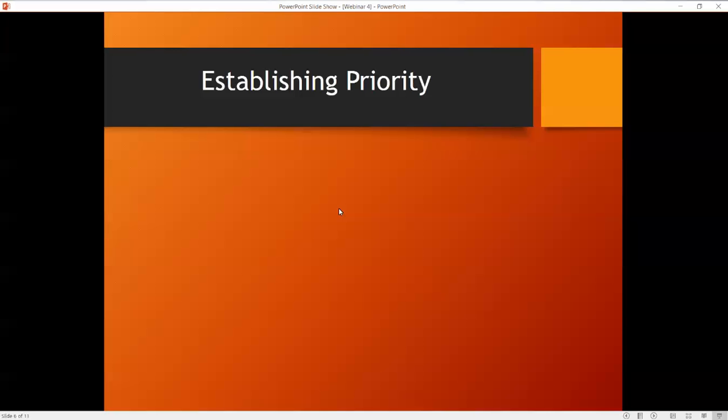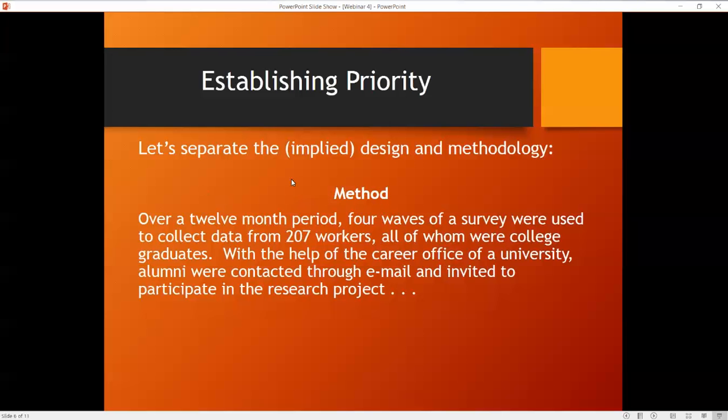So what's happened is there's been a kind of confusion between a survey as a method and the research design as a whole. So let's separate the implied design and methodology. I've done away with the research design subheading, and I've just focused on, once again with the pen here, over a 12-month period. Now that is at least an implied design. It suggests it could be longitudinal. It is, but some people would argue that not so much, because 12 months is not really a longitudinal study. It would have to be much longer.